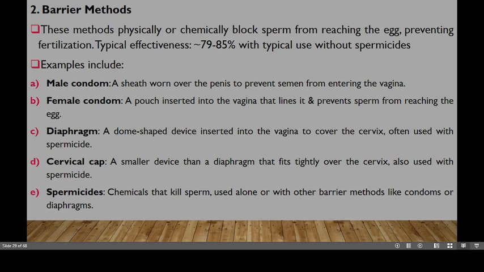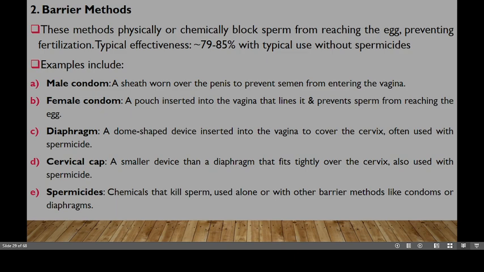So guys, those are some of the types of natural methods, where there is no medical or any hormonal involvement. They only bank on the awareness of the mom about the cycle, right? Let's look at number two. Number two, we are looking at barrier methods, right? These methods physically or chemically block the sperm from reaching the ovum, and this prevents fertilization.